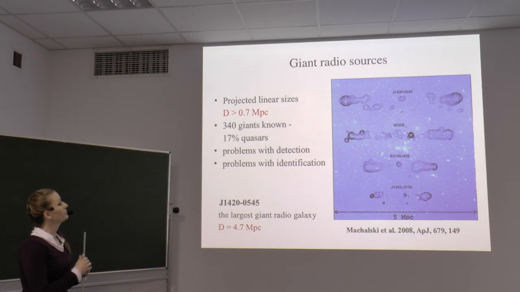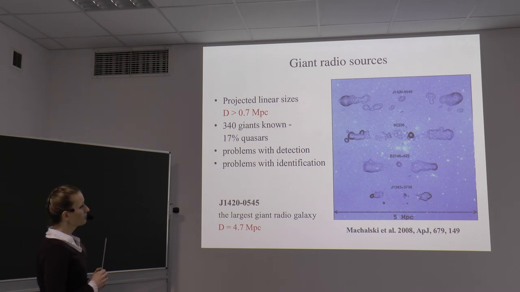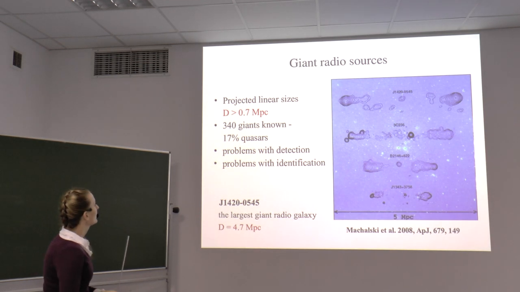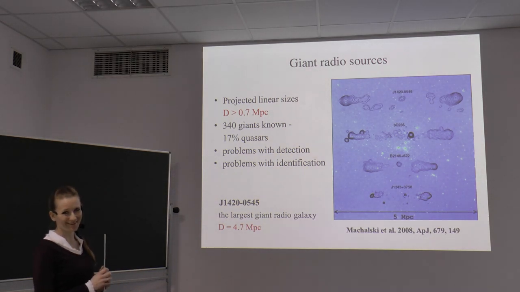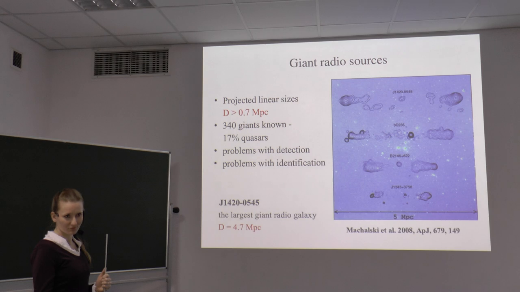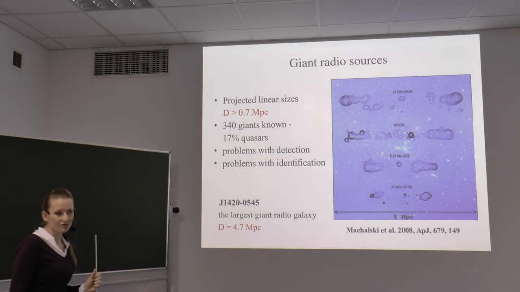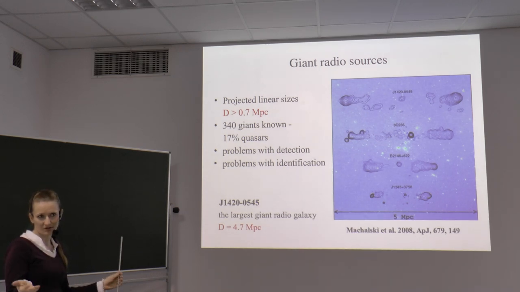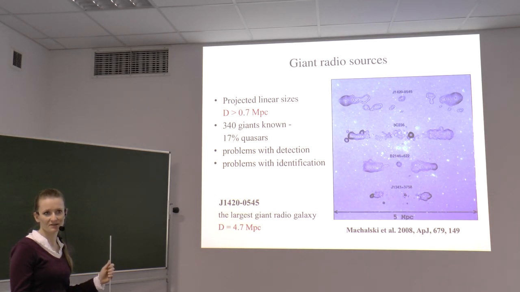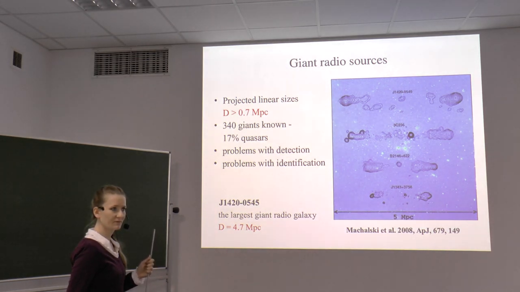Giant radio sources are a very peculiar group of radio sources because they have very large radio structures. They are defined as sources with projected linear sizes larger than 0.7 megaparsecs. Typically, normal radio sources have sizes about 3 times smaller. It is just a definition, but I think that the people who named these sources giants assumed some characteristic speed of radio jets and the time scales of radio source activity, and they obtained that these sizes shouldn't be larger than 0.7 megaparsecs.